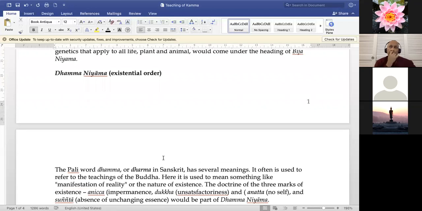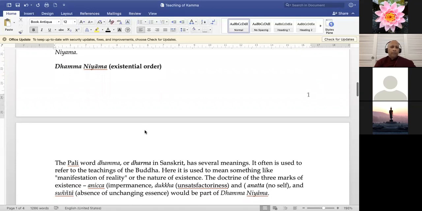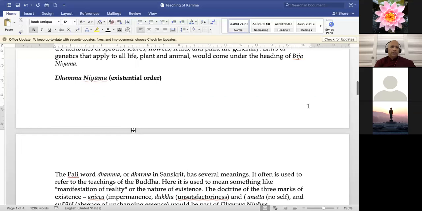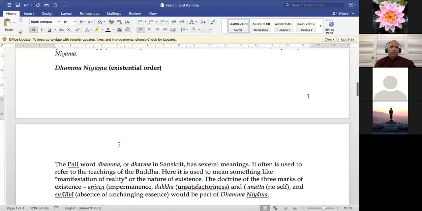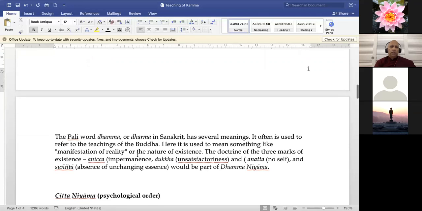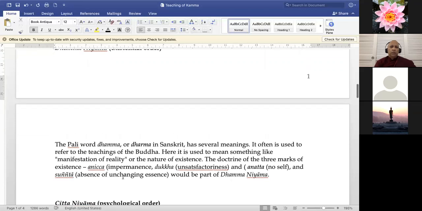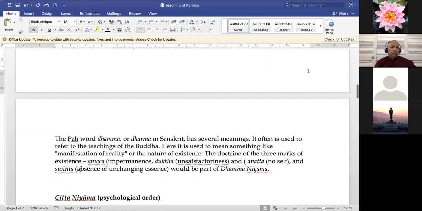Now, according to Buddha, this existential order is one of the most subtle ones, because most people fail to see it. Once again, unless you look at things in terms of the three signs of existence, you would not be able to see that everything is absent of an unchanging essence.